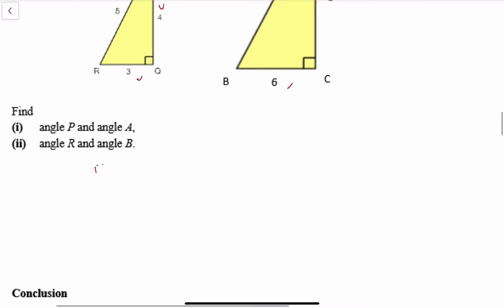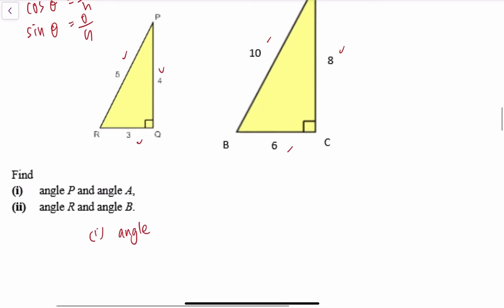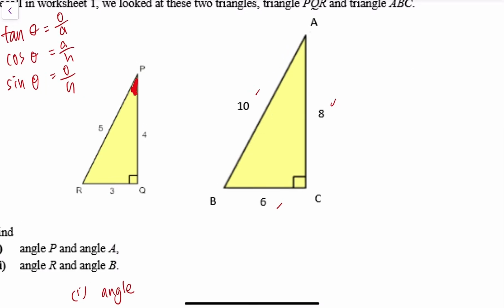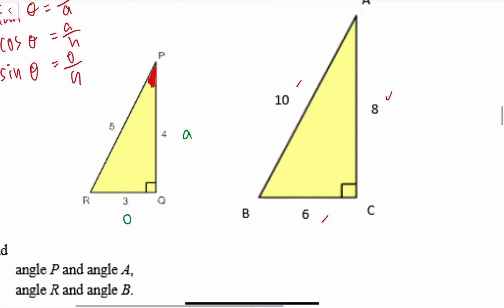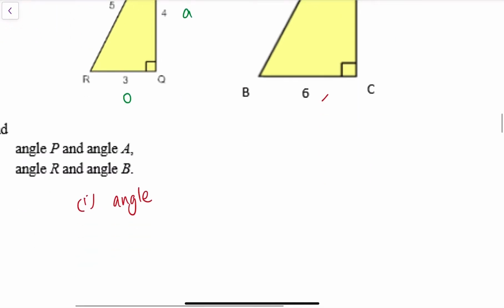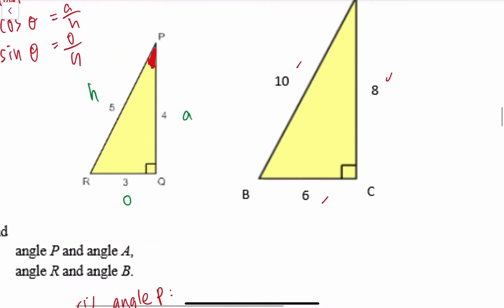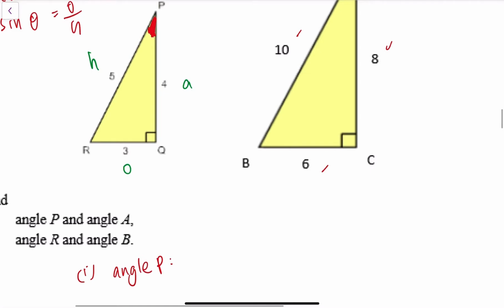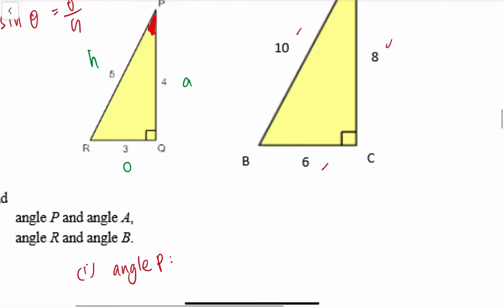They want angle P first. So let's try to find angle P. Where's P? If I want to find the angle P, I would use pencil, because you might have to change it later. Angle P here, I will use as my reference angle. So I have O, I have A, I have H. I basically have everything. My choice, let's see, I will use sine, 3/5.